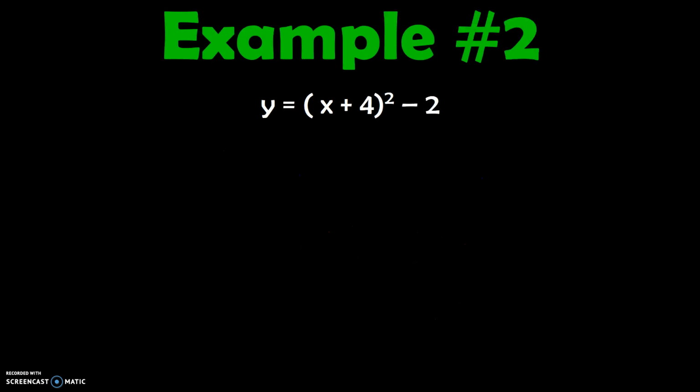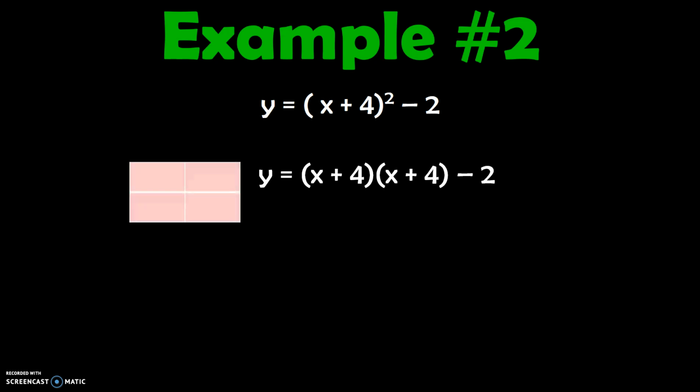Let's do another example. So let's repeat that same process. We're going to take the quantity of x plus 4, we're going to write it twice, and then we're going to multiply. So in this one, we're going to put x plus 4 on the top and on the side. X times x is x squared, 4 times x is 4x, 4 times x is also 4x. And 4 times 4 is 16.